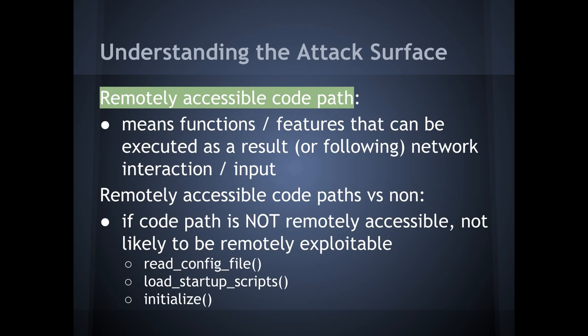So back to remotely accessible code paths. I define it as functions or features that can be executed as a result of network interaction or input. The thing about code paths that are not remotely accessible is that they are not likely to be remotely exploitable. So things that are run on startup, or in constructors, like reading a config file or loading config settings or initializing things. Those aren't likely to be, in most settings, triggered as a result of network interaction.